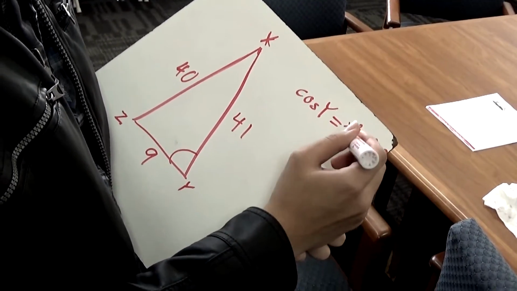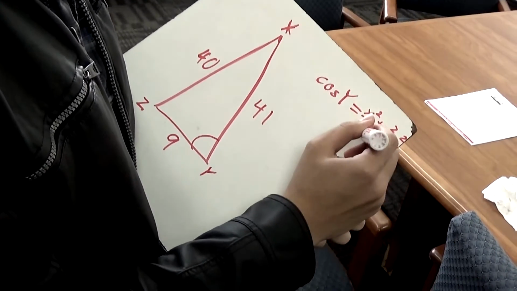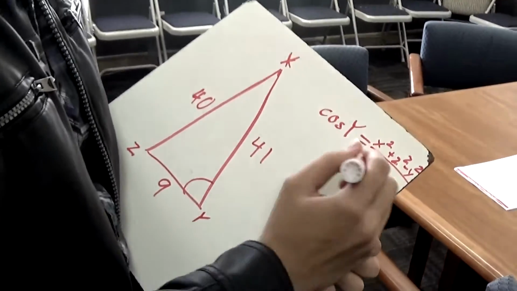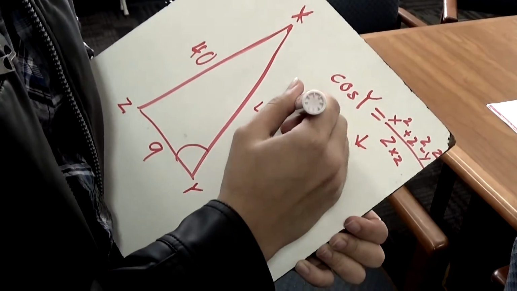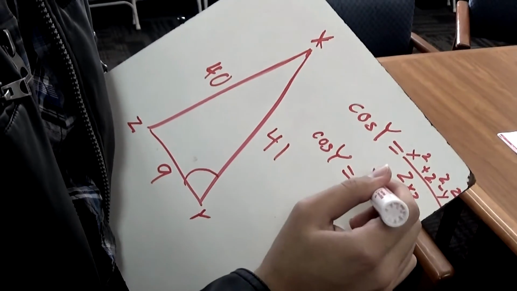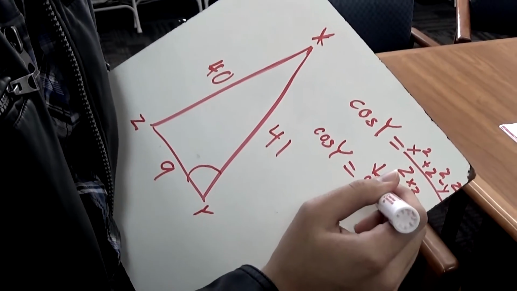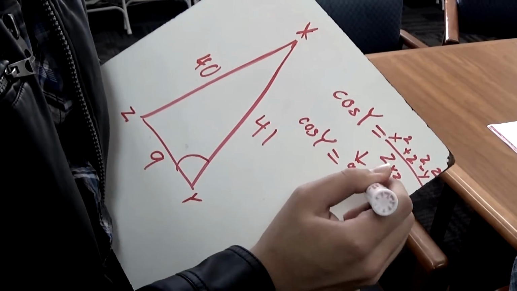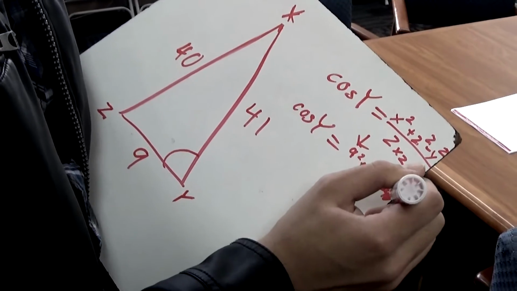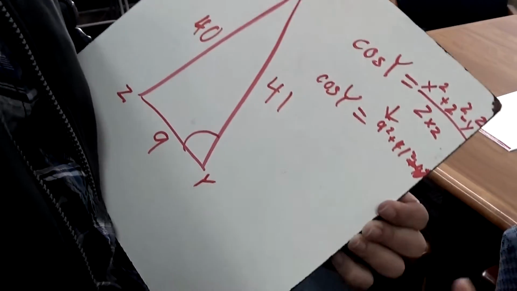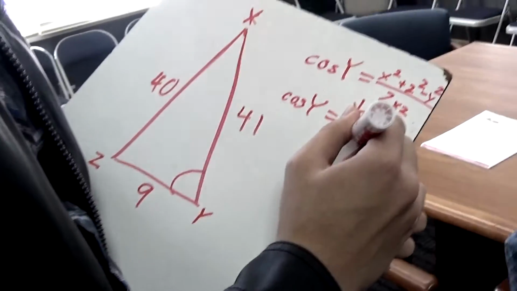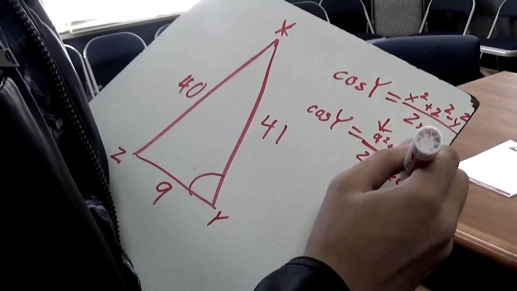And so, over 2xz. Then we'll just plug all that in, so cosine y equals 9 squared plus 41 squared minus 40 squared. Pretend that's a square. It looks like a square. Over 2 times 9 times 41.